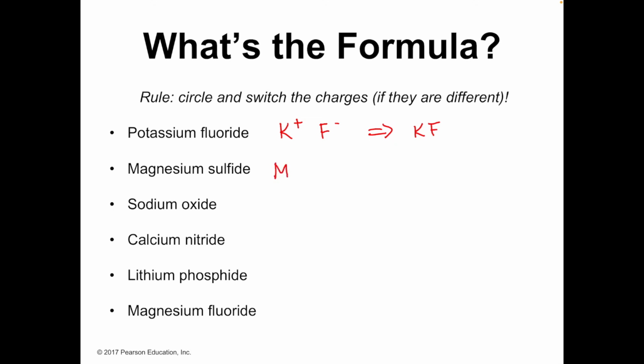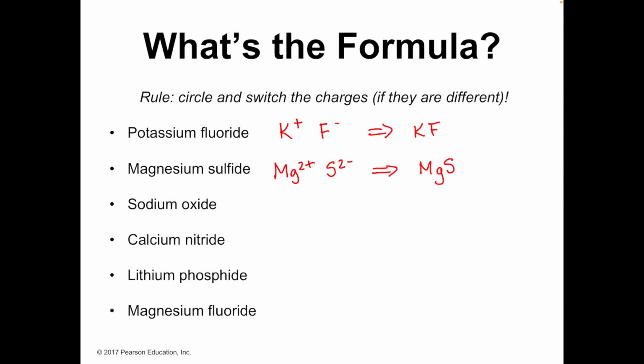Magnesium is in group 2A, so it's going to form a 2 plus. Sulfur is in group 6A, so it's going to form a 2 minus. So again, the charges here are exactly equal and opposite. They're both 2s. So that 2 plus from the magnesium is directly going to cancel out that 2 minus from the sulfur, so we don't need to circle and switch. We can just put them together.